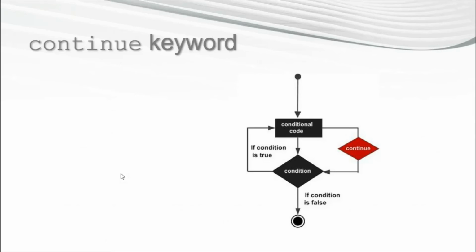So this is the flowchart for a continue keyword. Here is the conditional code. The condition is evaluated. If the condition is true, then the conditional code is executed. And if there is a continue, it transfers control to the condition. If the condition is false, the loop is terminated. So this is how a continue keyword is expressed in our flowchart.